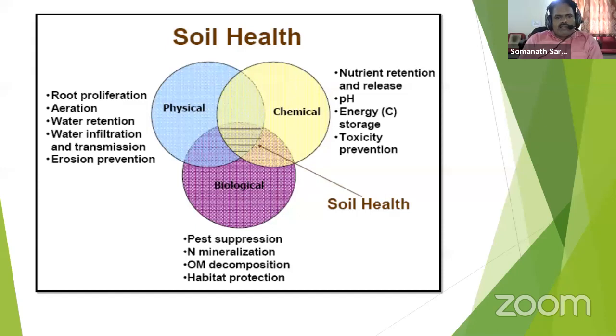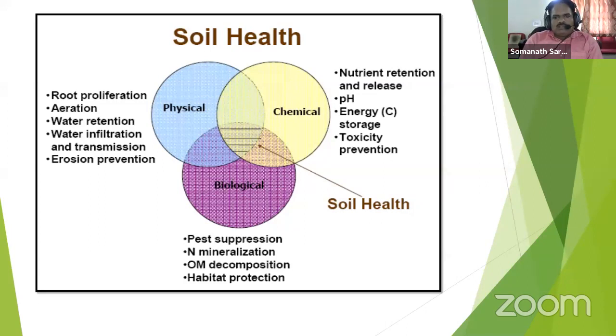How does soil health affect the different processes of the soils? That is the root proliferation. The soil physical parameters impact the growth of the roots of plant species. Soil aeration, water retention and infiltration, and transmission of different nutrients in the soil and from soil to the plants. It prevents soil erosion by binding the soil particles.